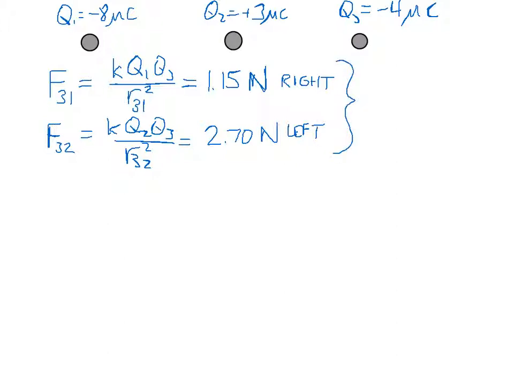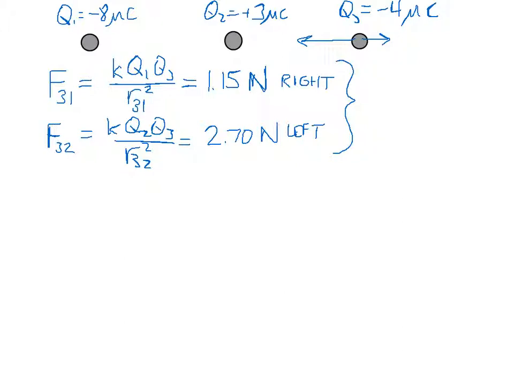Combined, what do these do? F31 was 1.15 newtons to the right. F32 was 2.70 newtons to the left. The one on the left wins because it's bigger, so the overall net force is going to be to the left. And the magnitude of that force, since they're in opposite directions, we can just subtract them. If they were in the same directions, we would just add them.